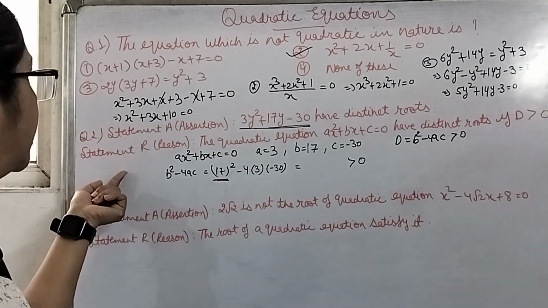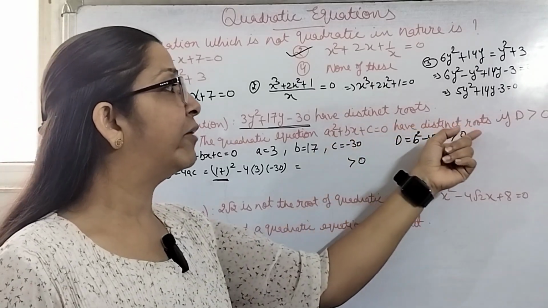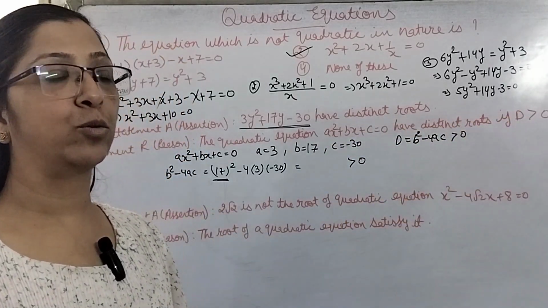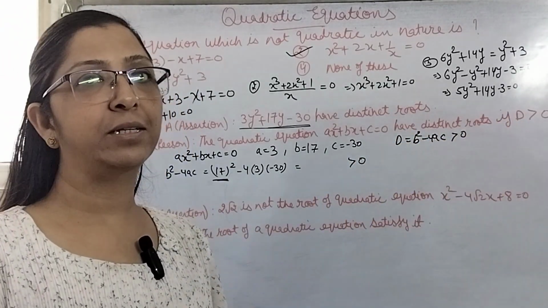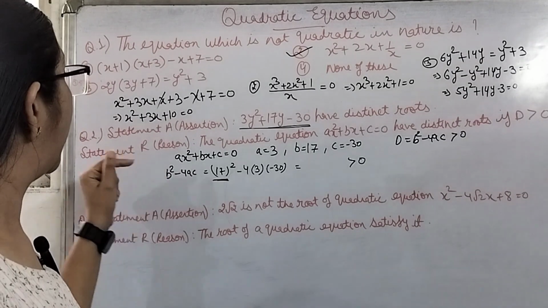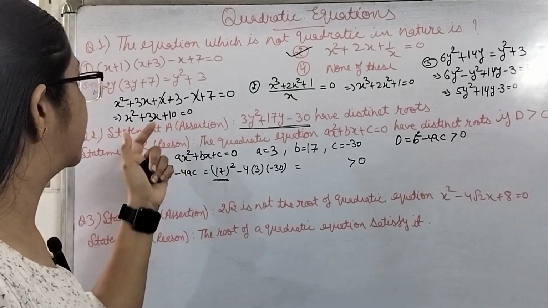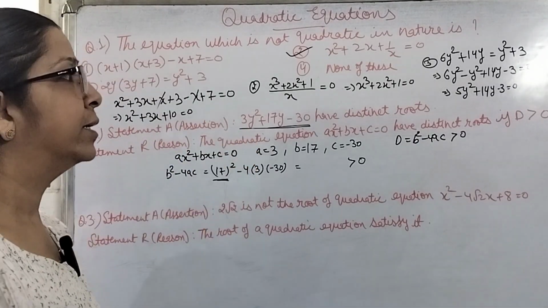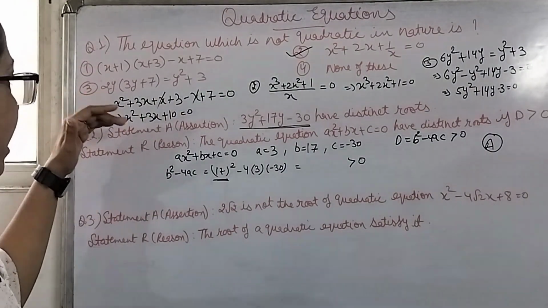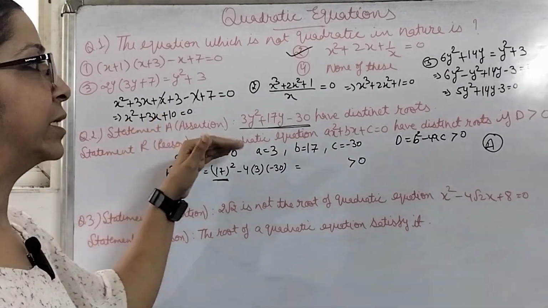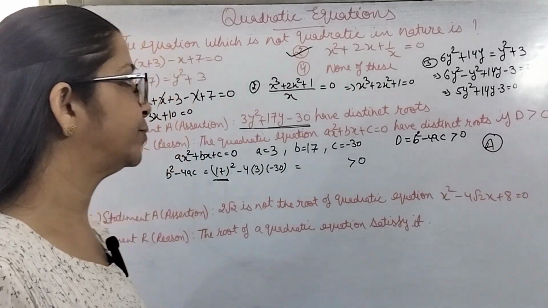Now let's see the statement. The quadratic equation ax square plus bx plus c equivalent to 0 has distinct roots if D is greater than 0. So just now we discussed that for distinct roots the condition is that the value of D should be greater than 0. That means it is also true. And statement R, that is the reason, is true, and it is the reason for the assertion also. That simply means option A will be the answer. Statement A is true and R is true, and it is the reason for your assertion. So option A will be the answer.